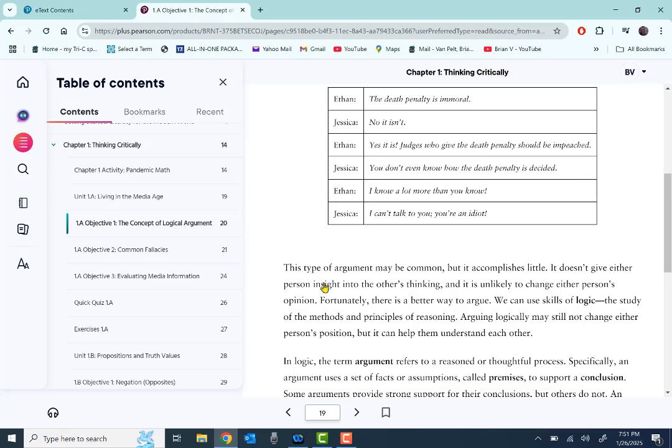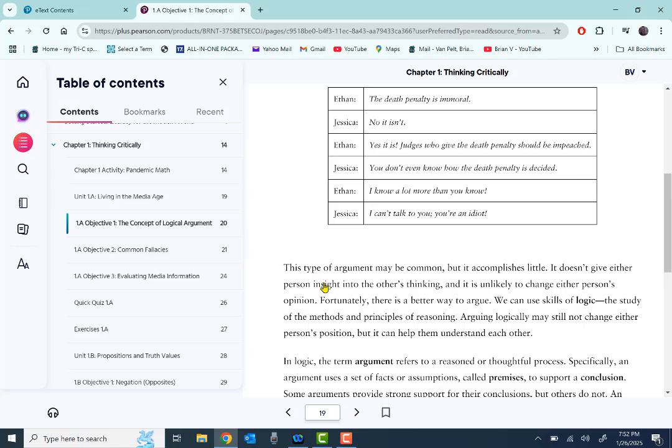So you can see they're just combative at this point. Jessica doesn't have any reason to believe that he has no idea unless she knows things that we do not know. So right now, this part is what they call an ad hominem attack. She's basically attacking Ethan's knowledge without actually knowing anything about it. And then Ethan, of course, he's defensive and he says, I know a lot more than you do. And Jessica says, I can't talk to you anymore.